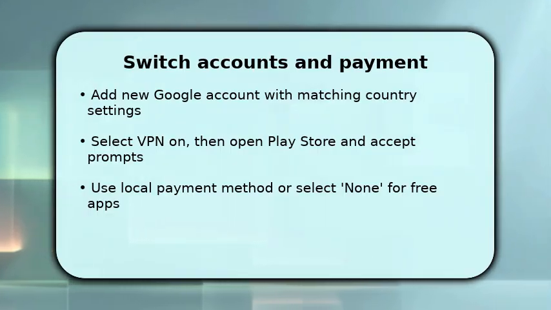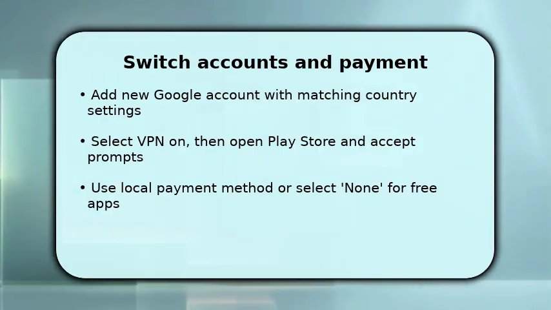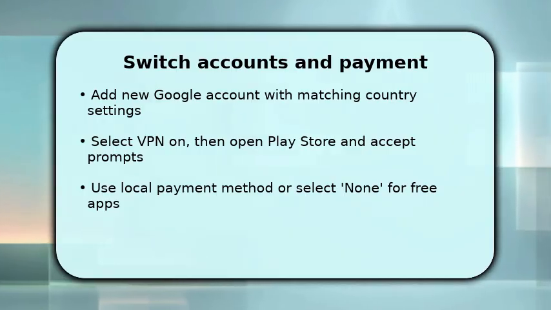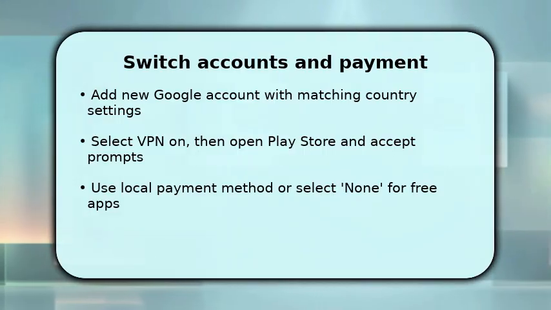Next, open Play Store while still connected. Accept any prompts and allow it to refresh listings. If the app is paid or geo-locked by payment, add a local payment method tied to the target country or choose none for free apps. This aligns billing info with the chosen country and unlocks region-specific listings.